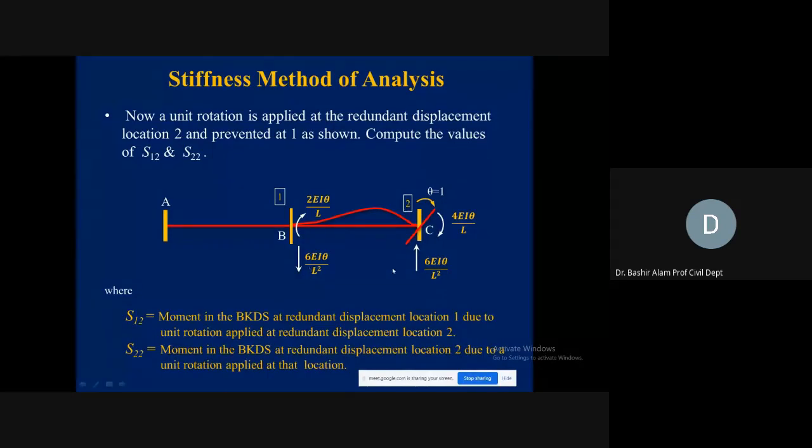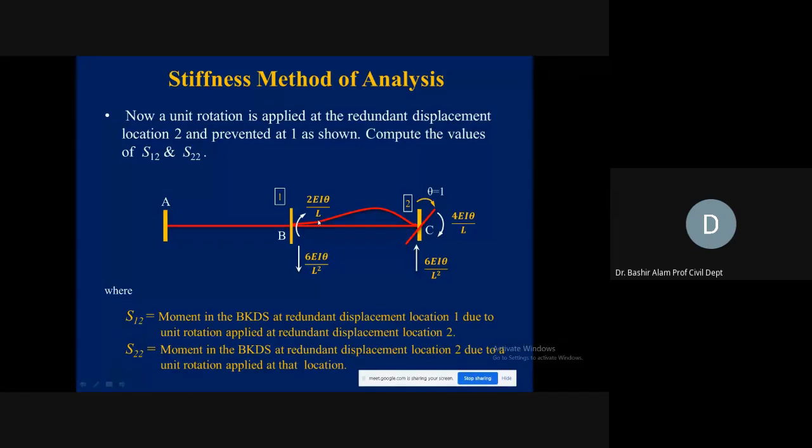How do we balance it? Again, by a balancing couple. This unbalanced moment was in the clockwise direction, so we need to balance this by the counterclockwise 6 EI theta by L. Now, what will be the designation here? This stiffness will be 2EI theta divided by L plus 0. From this side, we have 0. And its designation will be S12, S at 1 due to 2. So S12 will be equal to 2EI theta by L.